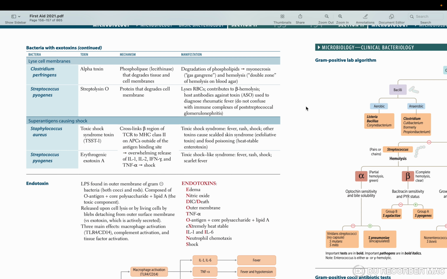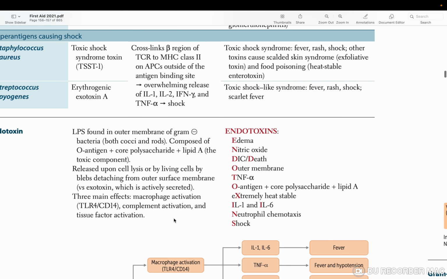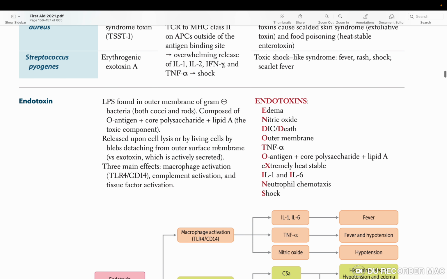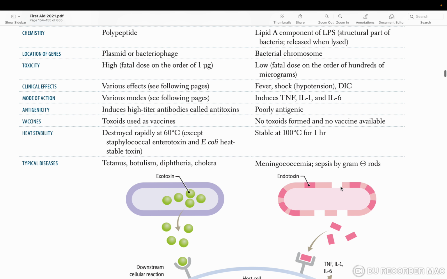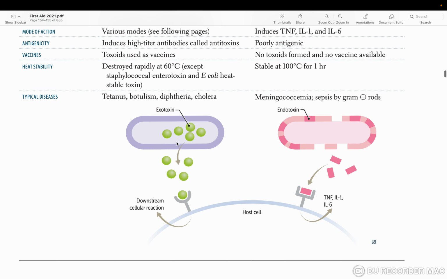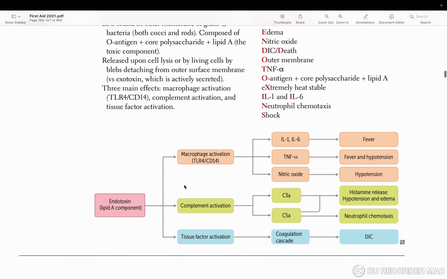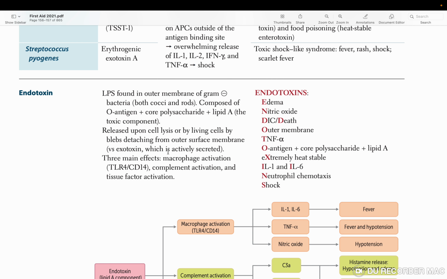Now I have a question. Can we have immunity against endotoxin? Yes or no? Can we have formation of a mature immunity against the endotoxin? We cannot. That is correct. So they are released upon cell lysis or by living cells, by blebs detaching from the outer surface membrane, as you can see here. They just detach from it, or when it's destroyed, they get released. While exotoxin is secreted. Yeah? Versus exotoxin, which is actively secreted.